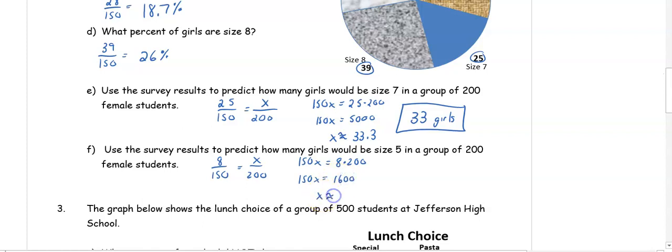1,600. When we divide, we get about 10.67. Remember, we can't round up again with people, so we're just going to round down to 10 girls. Remember, rounding rules for people, we always round down.